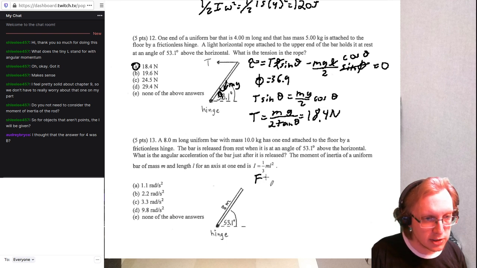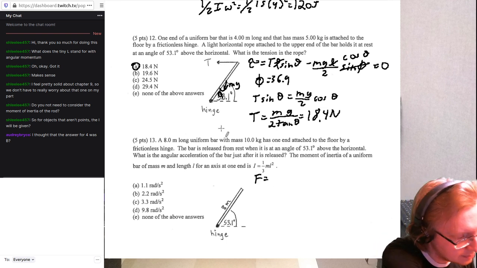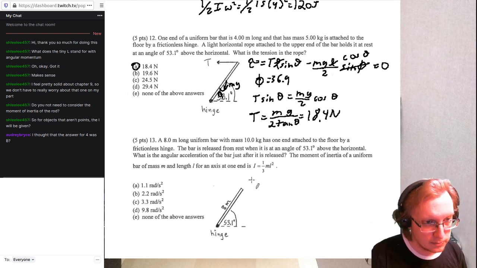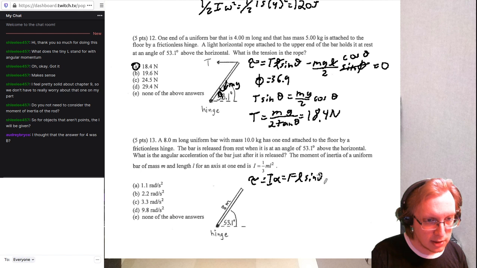So torque is equal to I alpha is equal to F L sine theta.